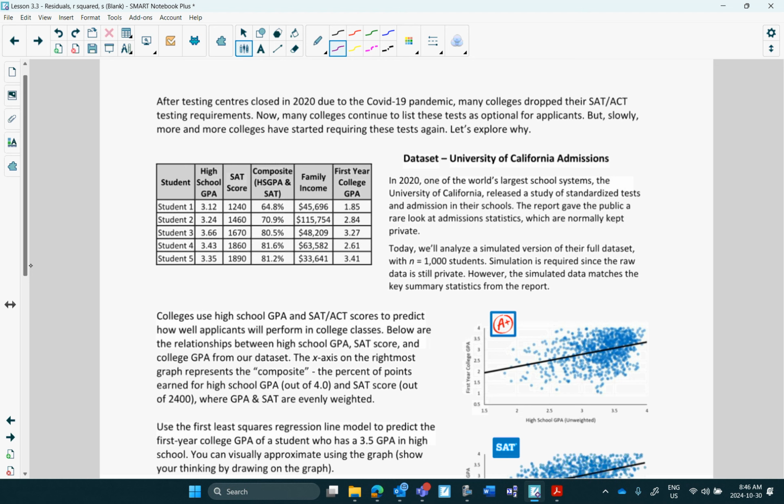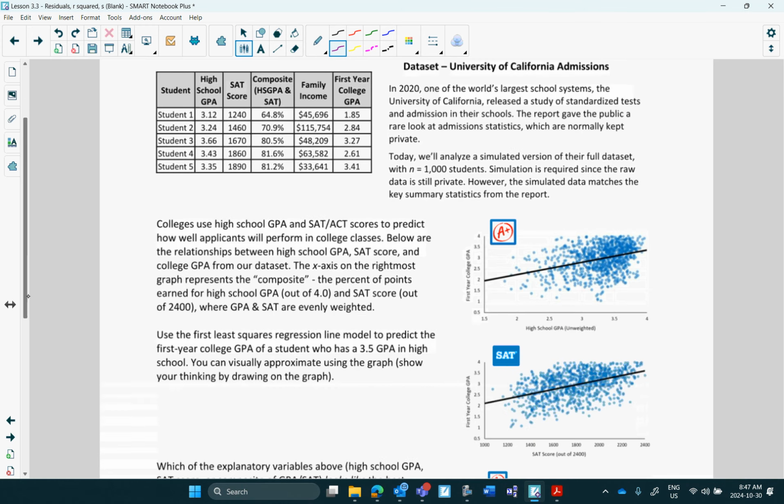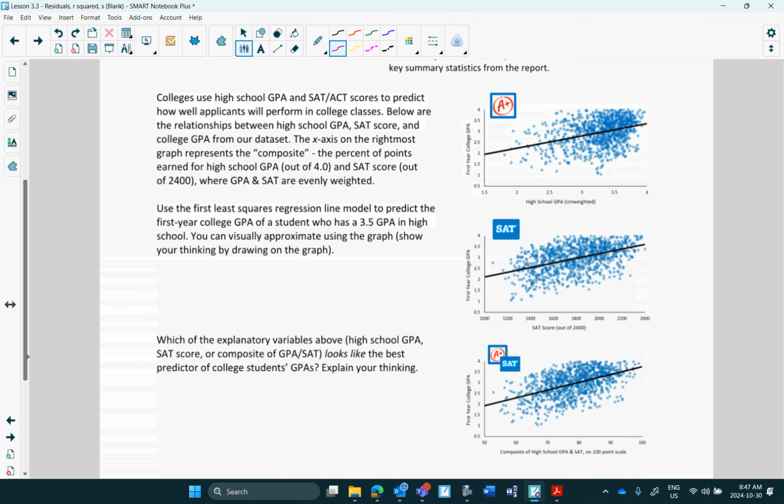So this is just 5 students out of 1,000 that were done in a simulation. And we came up with 3 different graphs. This refers to their high school GPA and how they did in college, their college GPA. This second one talked about their SAT score and how they did in college, their college GPA. This combined their high school and SAT score and compared it to how well they did in college.